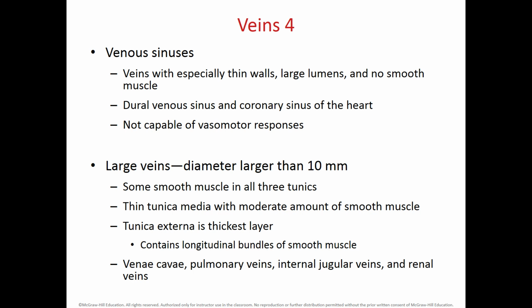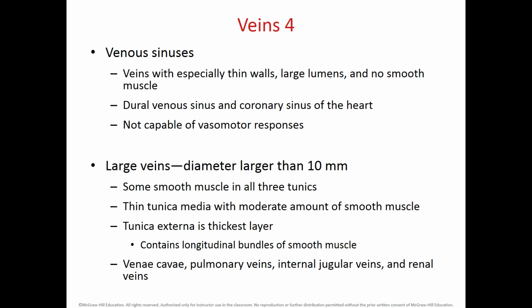Other types of veins that we have are what we call the venous sinuses. These venous sinuses are located within the brain or within the heart, like the coronary sinus that you already saw in the previous chapter. The ones that are located within the brain are called the dural venous sinuses. Now, these veins have very thin walls, they have a large lumen or large diameter, and they don't have smooth muscle. And because they don't have smooth muscle, they cannot contract, so they are not capable of having a vasomotor response.